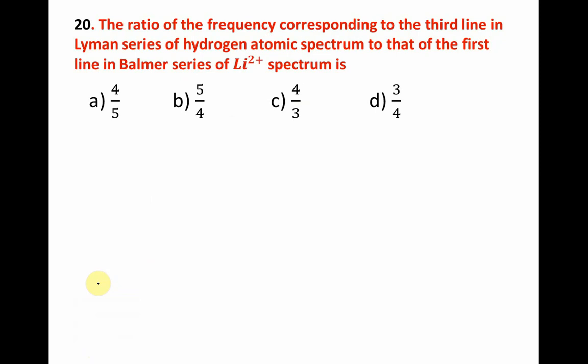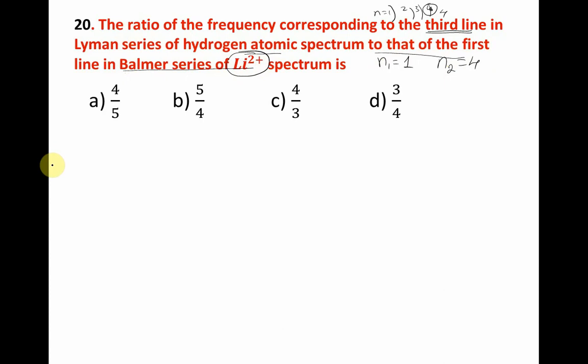Next question. The ratio of frequency corresponding to the third line of the Lyman series of hydrogen atomic spectra to that of the first line in the Balmer series of lithium Li2 plus spectrum is how much? Therefore, n1 is equal to 1. The third line means n2 is equal to 4, because after the first line, 1, 2, 3, this is the third line. So if n1 is 1, it is 2, it is 3, and it is 4. The question is very simple.